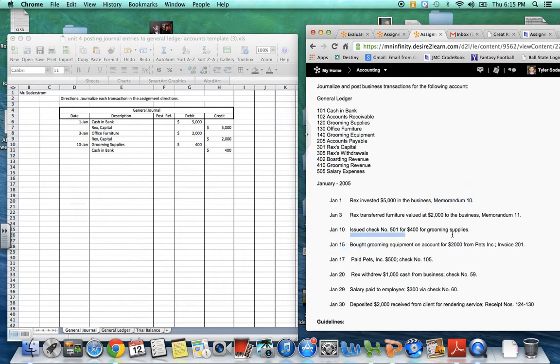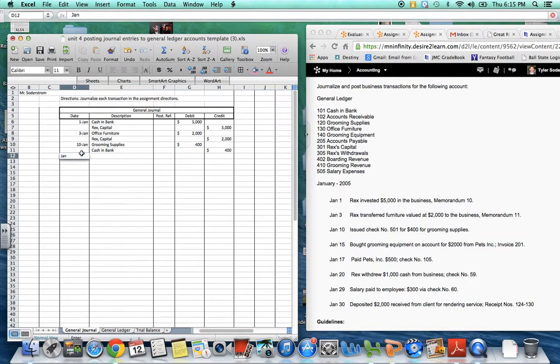Next transaction on January 15th, I bought grooming equipment on account for $2,000 from Pets Inc., invoice 201. So over here, my date again is January 15th. And I'm buying grooming equipment on account. So I'm not paying cash for it today. I'll pay them at a later date. So my grooming equipment asset is still increasing. So I'll increase that with a debit in the amount of $2,000.